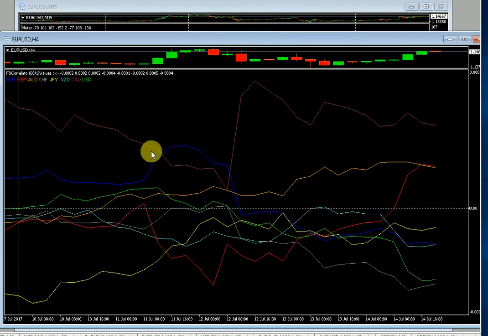So just an idea. Remember, this is only the triple correlator. You don't just use this. You would use 2 other FX correlators at lower time frames.